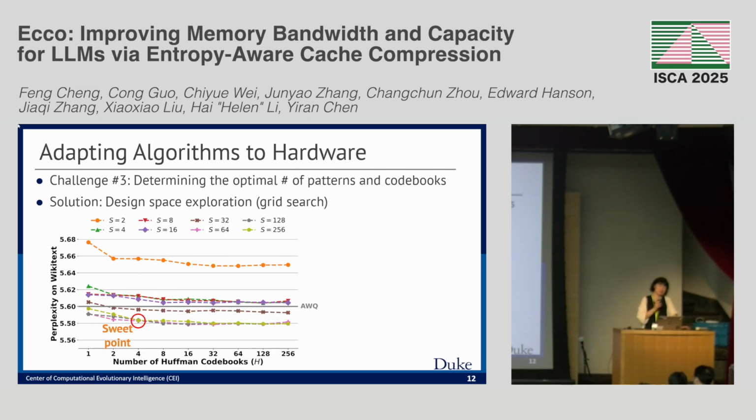The third challenge is determining how many k-means patterns and codebooks are truly needed. We solved this problem by doing a design space exploration, and we found a sweet spot, which is 64 shared k-means patterns per tensor, and 4 Huffman codebooks per pattern. With this configuration, it can achieve a strong balance between the compression efficiency and the model accuracy.